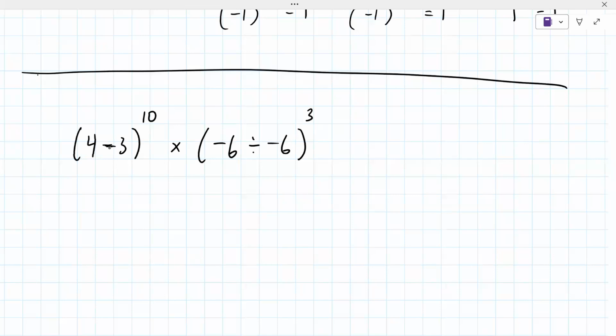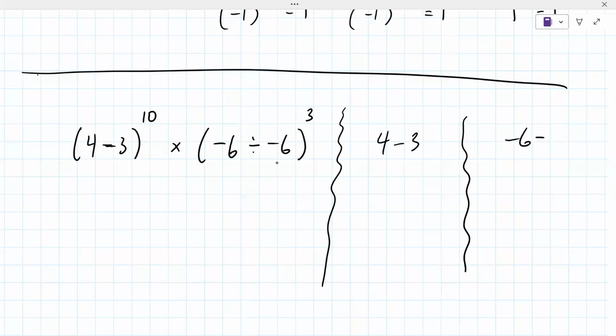First, I have a question. Do you do division first? Because last time I tried to do that, you said to do the other number first. You look inside the parentheses. So you do the 4 minus 3 and then the -6 divided by -6. Whatever's inside parentheses you do first. Okay.